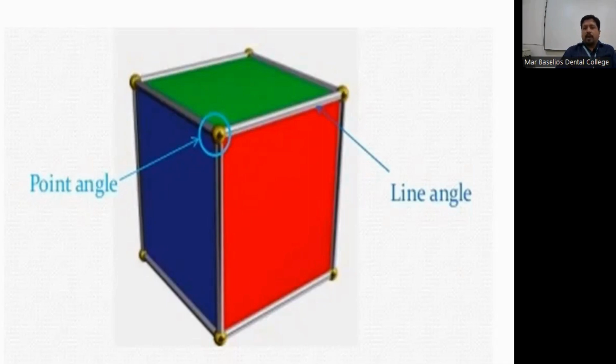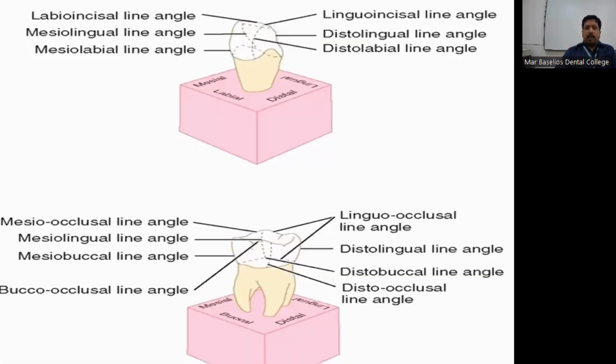So in dentistry, our tooth will be having line angles as well as point angles. So joining of two surfaces is called as line angle. Joining of three surfaces is called as point angle. Now we are moving towards our topic. How many line angles will be there for anterior tooth? How many line angles will be there for posterior tooth? That is the first question. So answer is 6 as well as 8.